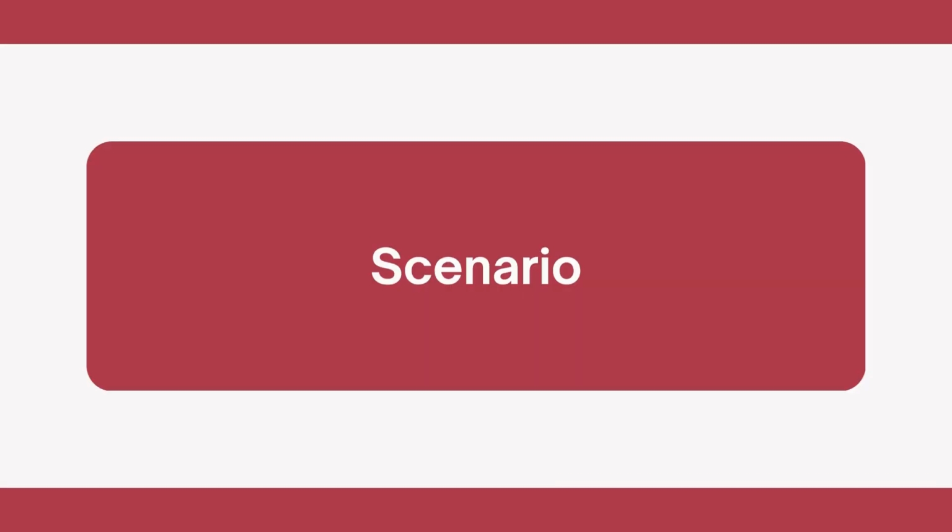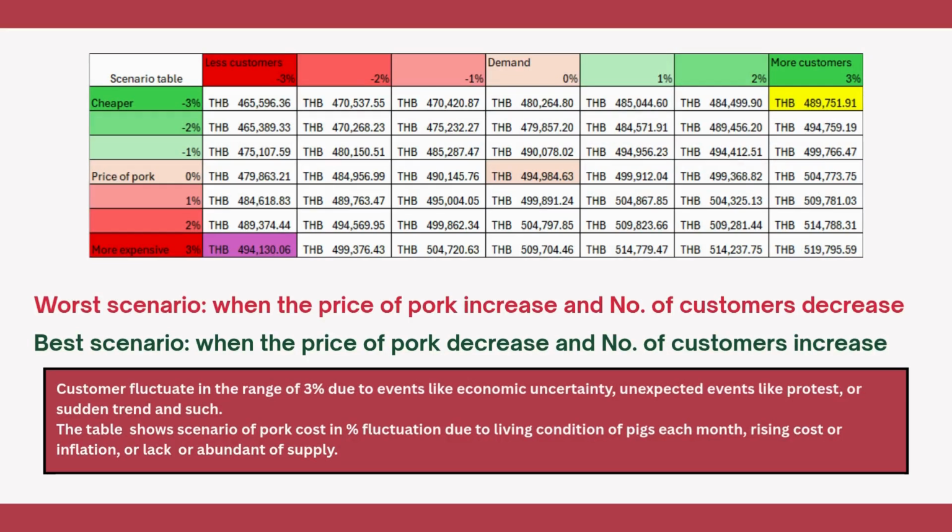Okay, now let's talk scenarios. We tested three: fewer customers, shifting demand, and more customers. And we added price swings from -3 to +3% just to keep things real, because in the real world, things change fast. So what happened in each case? If pork prices go down and customers go up, that's great. We're looking at a cost of just 465,000. But in the worst case, prices rising and customers dropping, we hit 493,000. Still manageable, but not ideal. And those 3% swings could be caused by anything, like economic uncertainty, protests, social media trends, or just fewer pigs on the market.